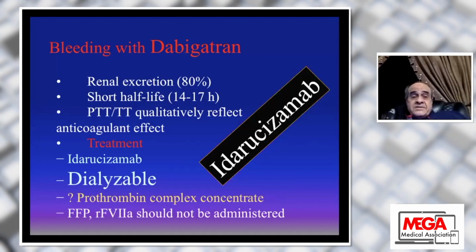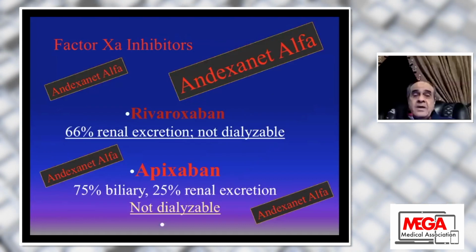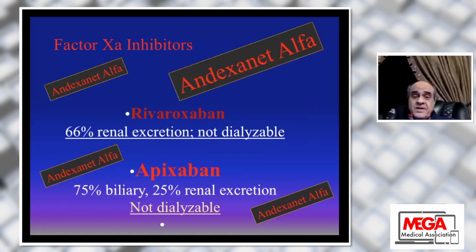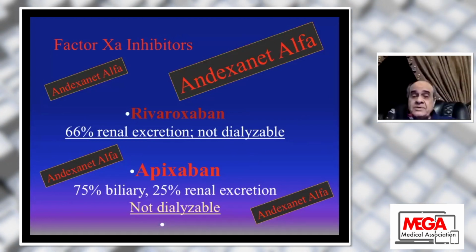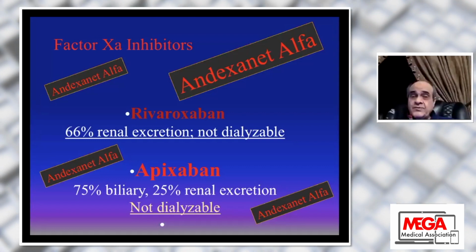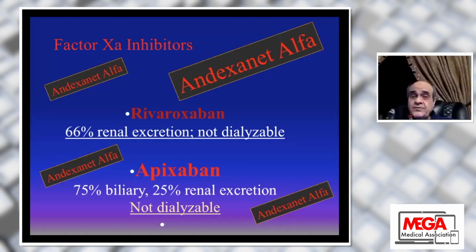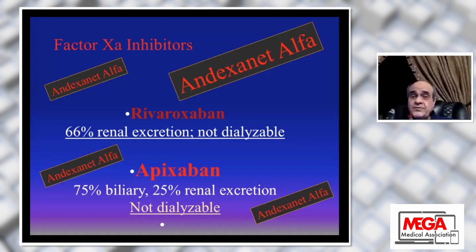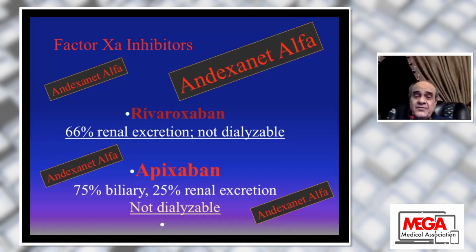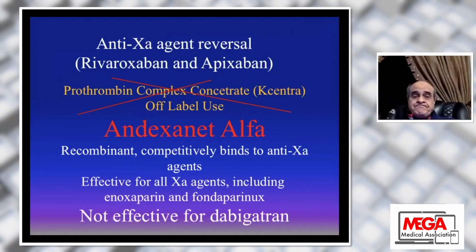For rivaroxaban or apixaban overdose, in some hospitals, 66% renal excretion of rivaroxaban. But as you know, they are not dialyzable, and the specific antidote here is andexanet. Not using in such situations prothrombin complex, even activated factor 7, is not active against rivaroxaban or apixaban.